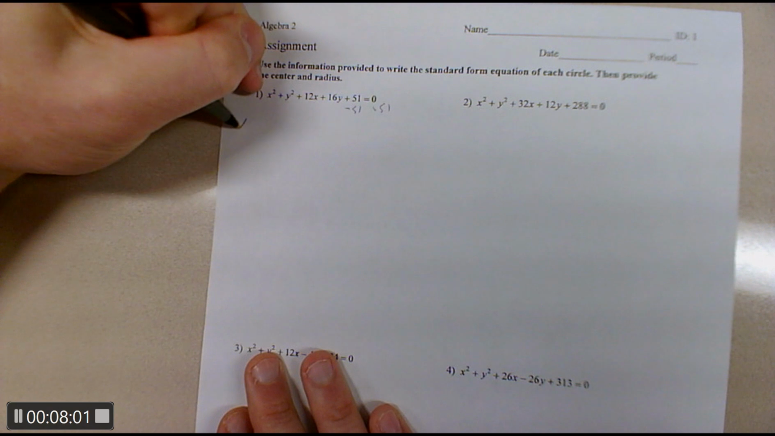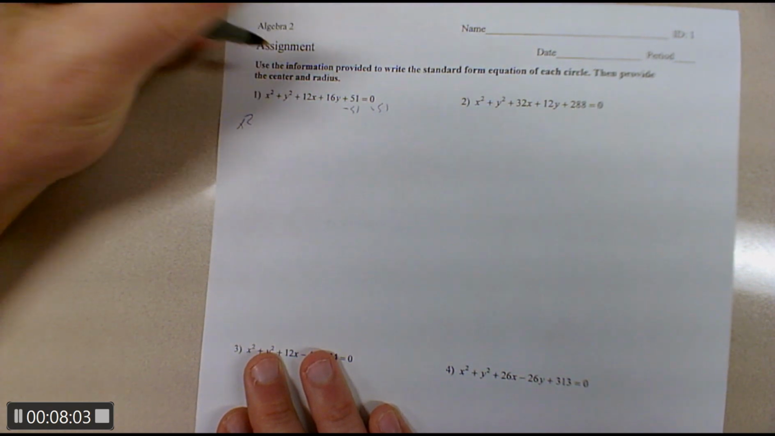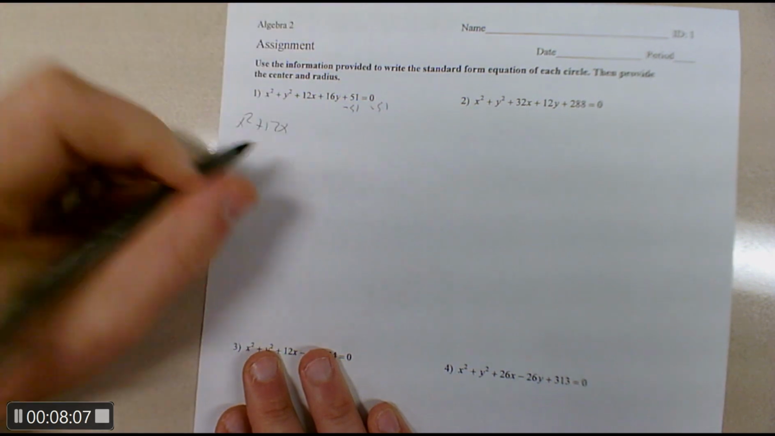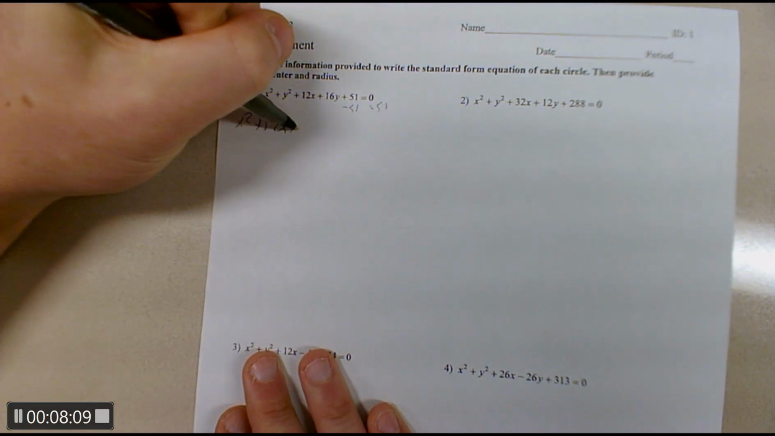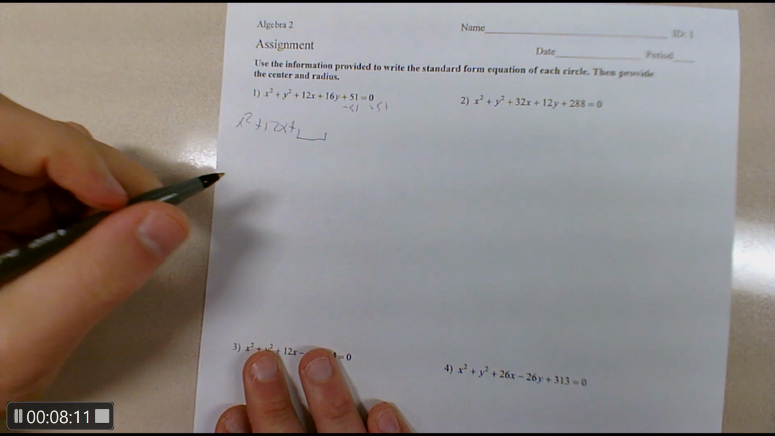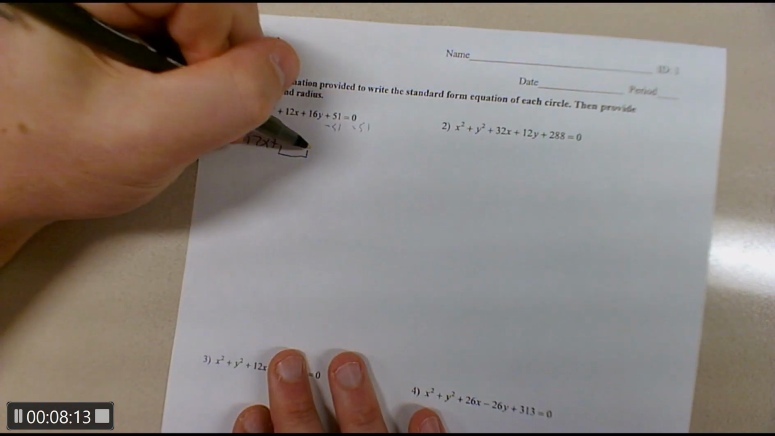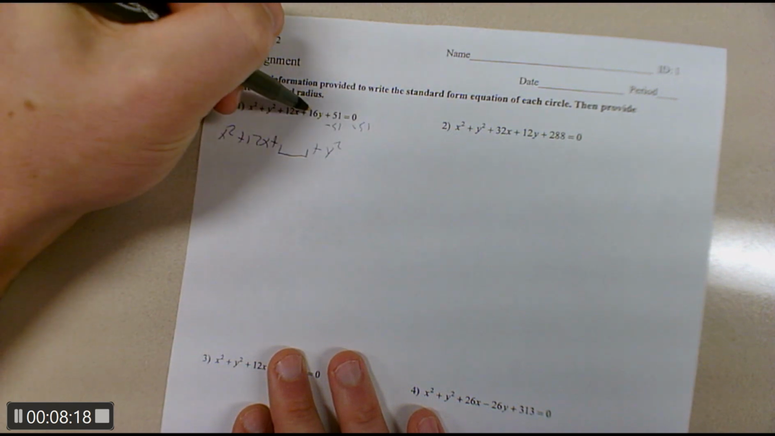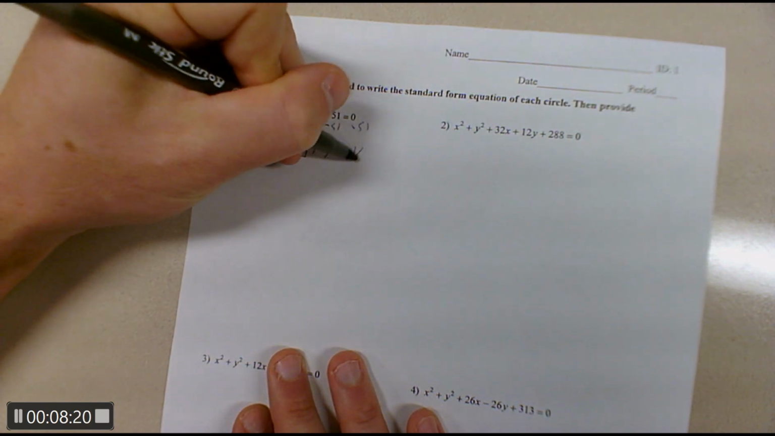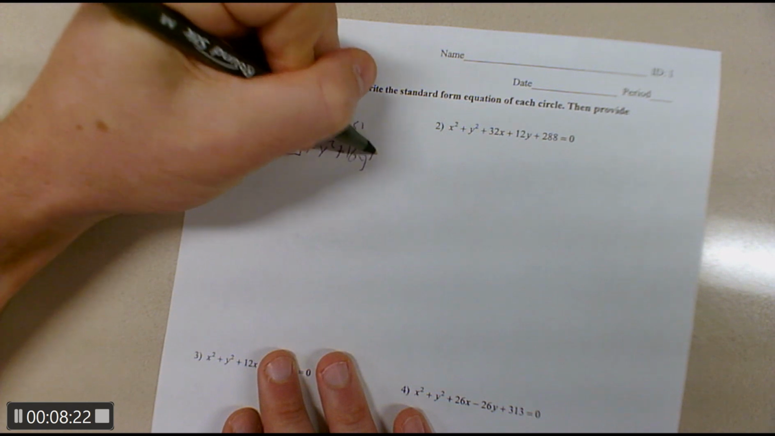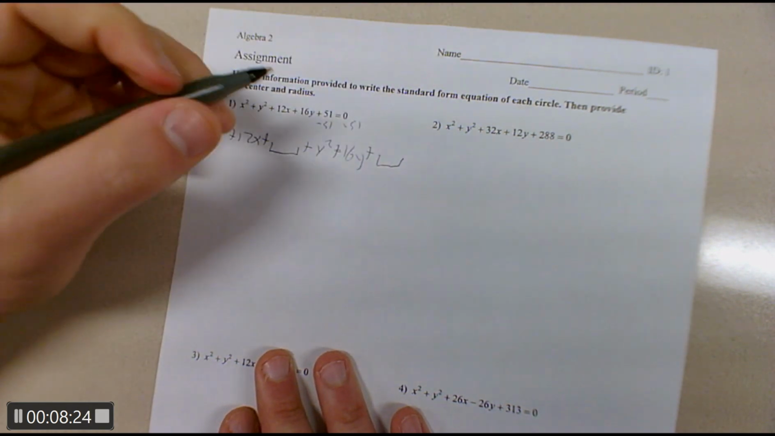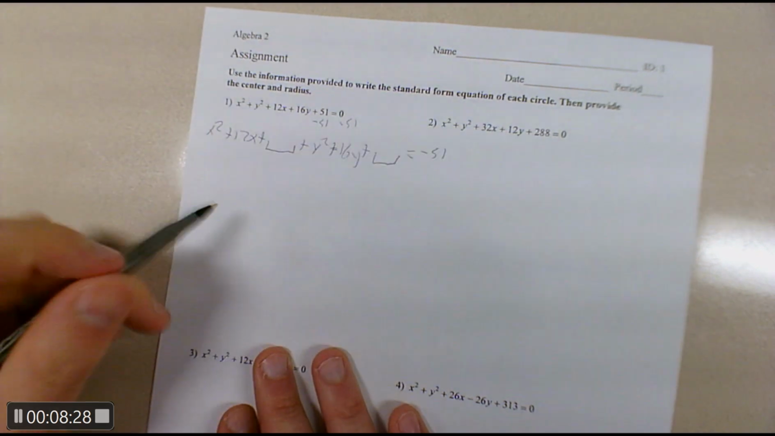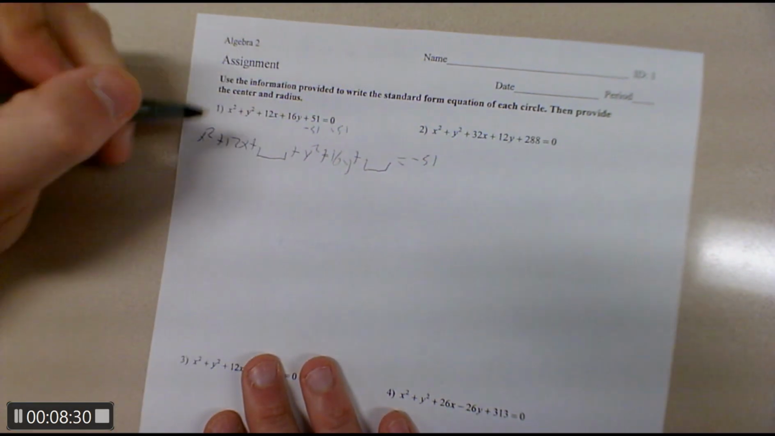And I'm going to rewrite it. So I'm going to have x squared. Then I'm going to take this 12x and put it next to the x squared. Then I'm going to leave a space for our magic number. Okay? Then we're going to do y squared plus 16y. Then I'm going to do another space, equals negative 51. Alright? Next thing is we're going to add in our magic number.